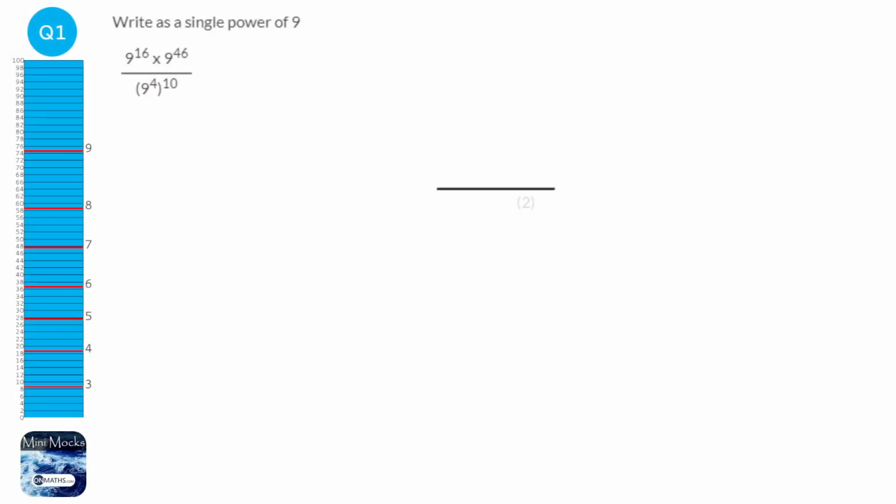We're going to start by looking at the numerator and the denominator separately. Looking at the numerator first, we've got 9 to the power of 16 times 9 to the power of 46. Now when you have two powers of the same base, they're both 9, base 9, but base is the big number, then you can add the indices. So we're going to do 16 plus 46, which is 62, so it's 9 to the power of 62.